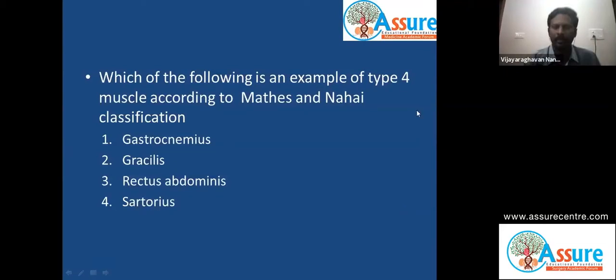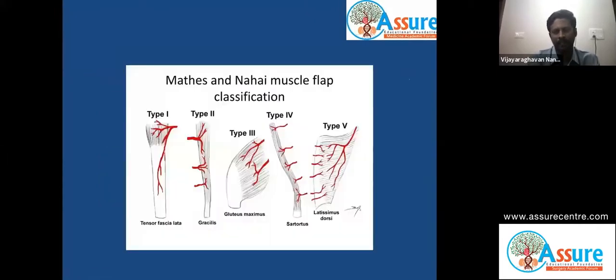Anybody read this? Nice. Type 4 muscle, Sartorius. Siva. Good, Dr. Siva. Shall we see the answer? So, what exactly is this classification?